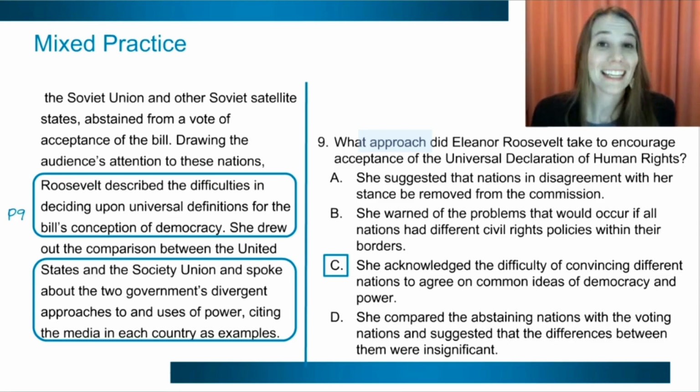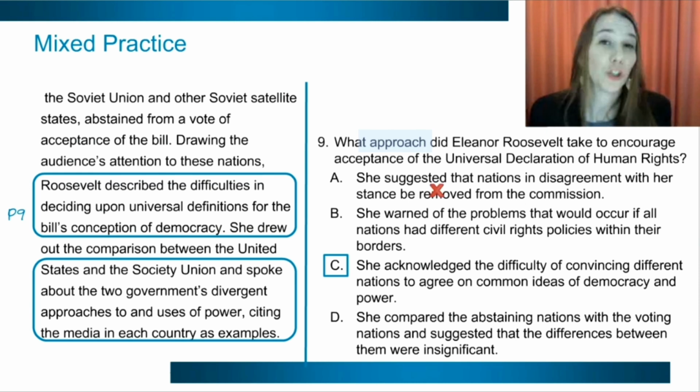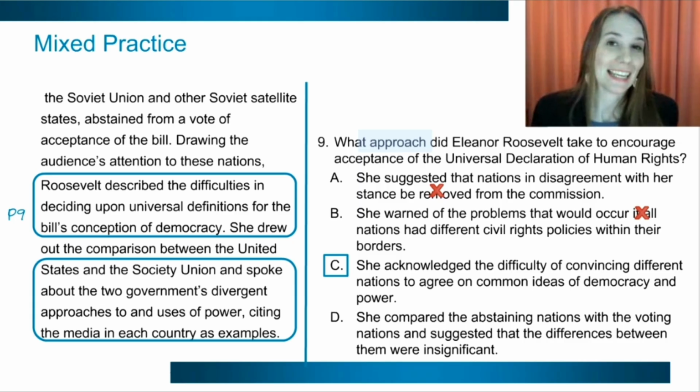So that is clearly illustrated in the text. So let's look at some of these other answer choices. She suggested that nations in a disagreement be removed. Nope, we don't see that anywhere in the text. She never said you should be removed or this nation should be removed. Warned of problems that would occur if. We don't have any hypotheticals here. Now, we may believe that problems would arise, but Roosevelt doesn't mention these directly in this article.